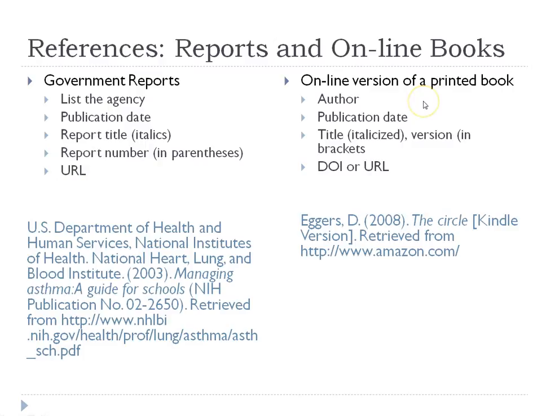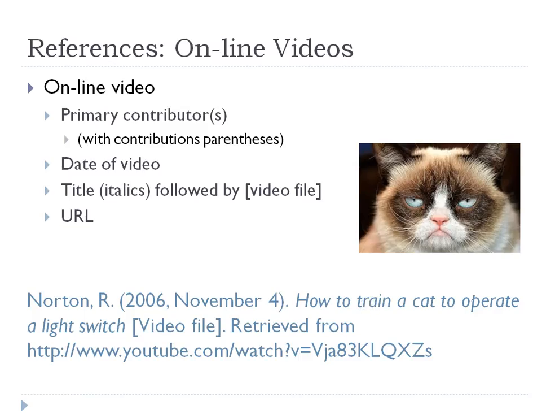Sometimes we also use online versions of a printed book. Again, that's a little bit different. You may need to use the URL number. For example, with a Kindle version, you've got the author, the publication date, the title in italics, the version. So in this case, this is a Kindle version, and then where did you retrieve that book or document.